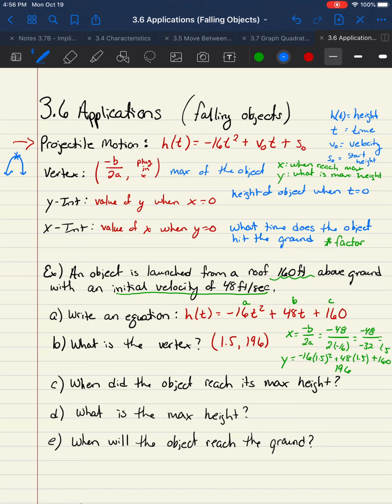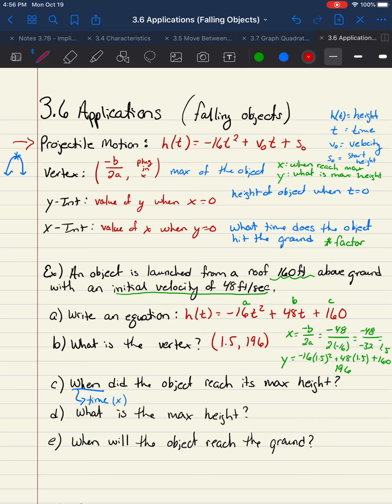We're going to type that in our calculator, and we get that y equals 196. So that's the y value of my vertex. So now part C and D, we actually already have the answer. We found them in part B. I just need to know how to interpret them.